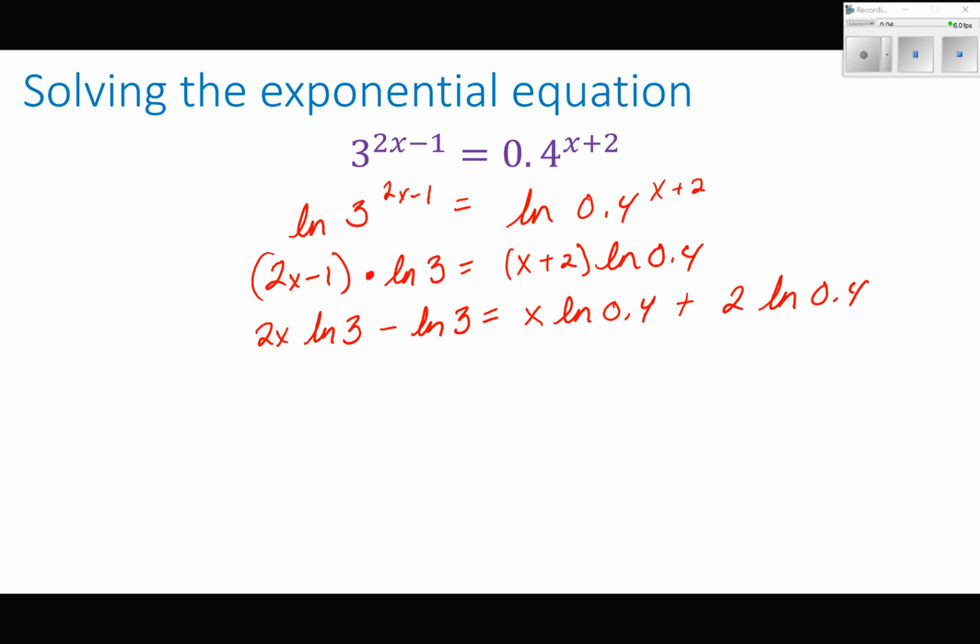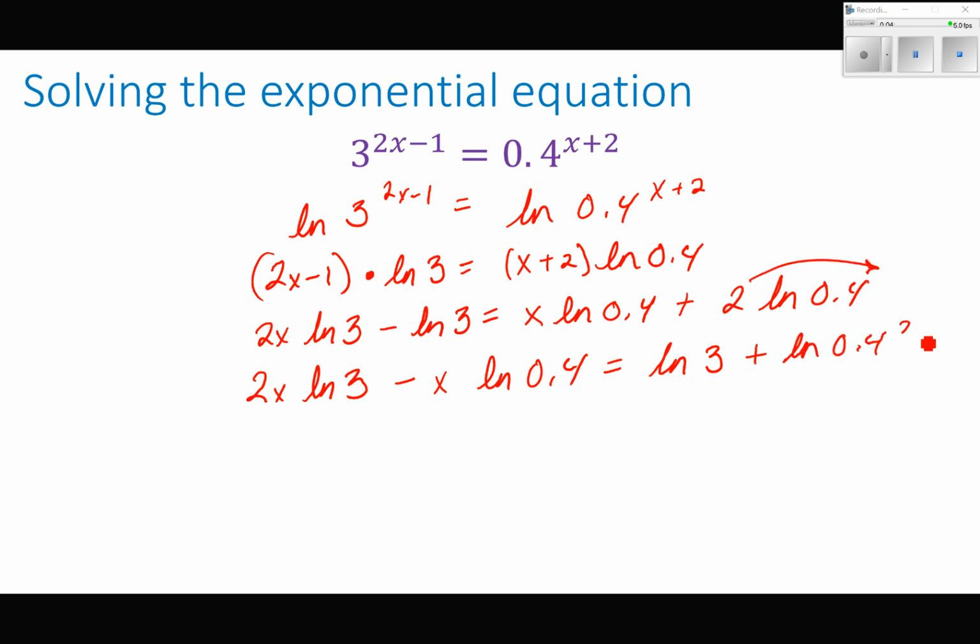Let's move all the x's to one side because that's what we're going to solve for. So 2x times natural log of 3. And then we are going to subtract x natural log of 0.4. I will add my natural log of 3. So this is natural log of 3 plus, and let's go ahead and bring this one up too. So this is natural log of 0.4 squared, just to clean things up a little bit.